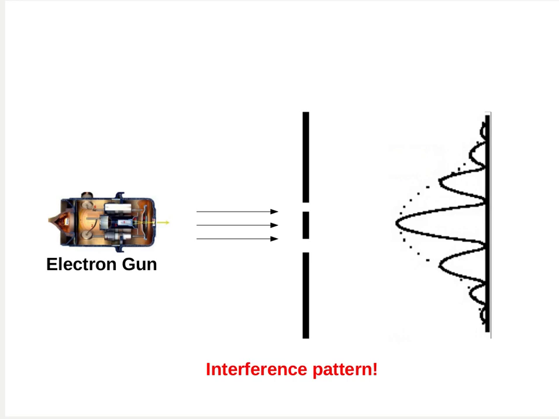In other words, we see regions where there's a lot of electrons impacting that screen, and there's regions where there are absolutely no electrons impacting the screen. This was analogous to the alternating light and dark patterns we saw in the double slit experiment when we used photons, or a beam of light.